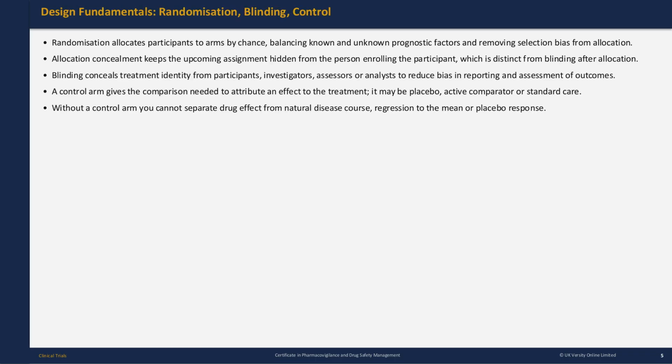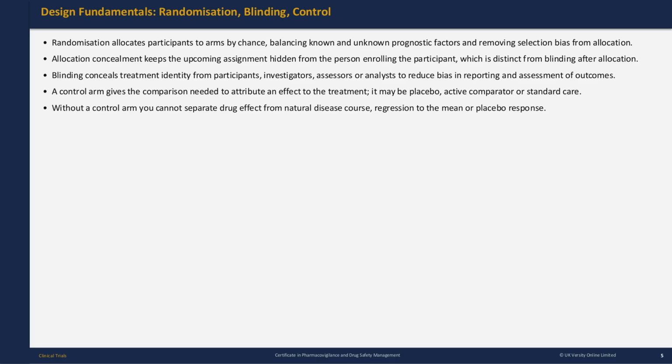Design fundamentals, randomization, blinding, control. Randomization allocates participants to arms by chance, balancing known and unknown prognostic factors and removing selection bias from allocation. Allocation concealment keeps the upcoming assignment hidden from the person enrolling the participant, which is distinct from blinding after allocation.